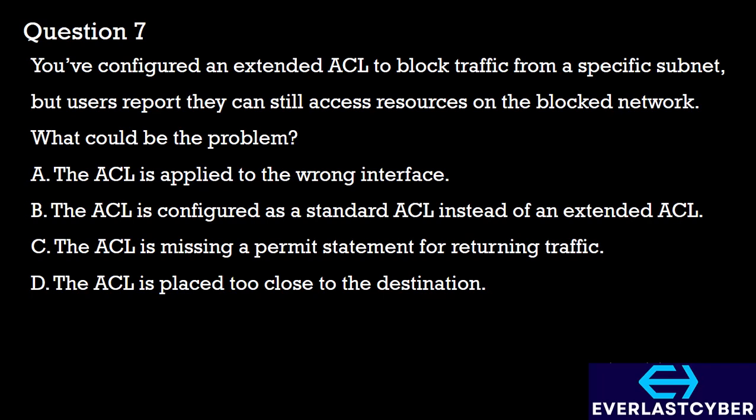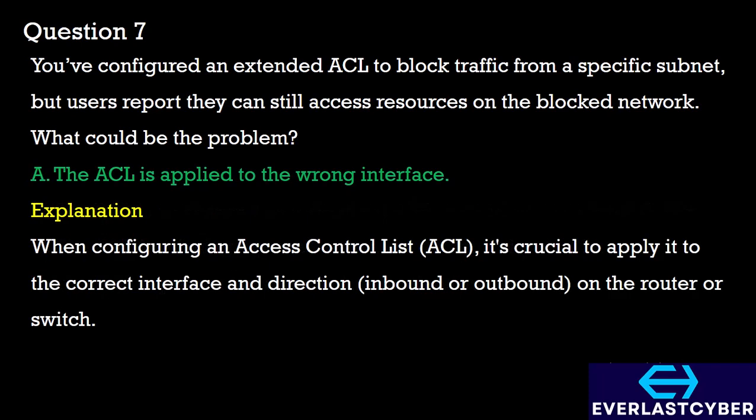In option C, ACLs typically do not automatically allow return traffic unless it has been specifically configured. But this would still not cause the reported issue of users being able to access the blocked traffic. In option D, while placing the ACL closer to the destination might lead to inefficient filtering, it does not result in the ACL completely failing to block traffic. So our answer here is option A. If the ACL is applied to the wrong interface or in the wrong direction, it will not filter the traffic as intended, and users will still be able to access resources that should have been blocked.